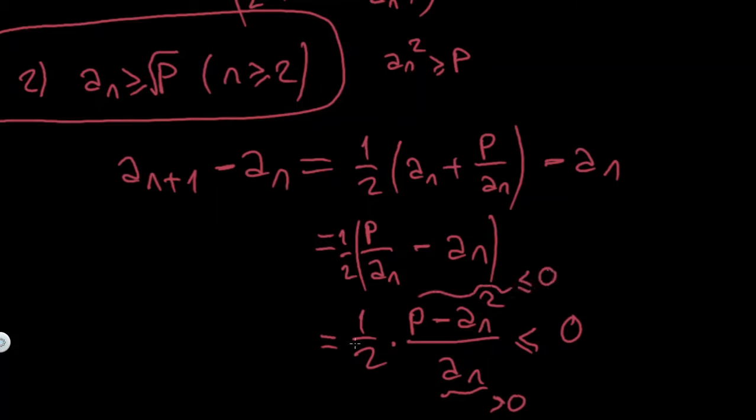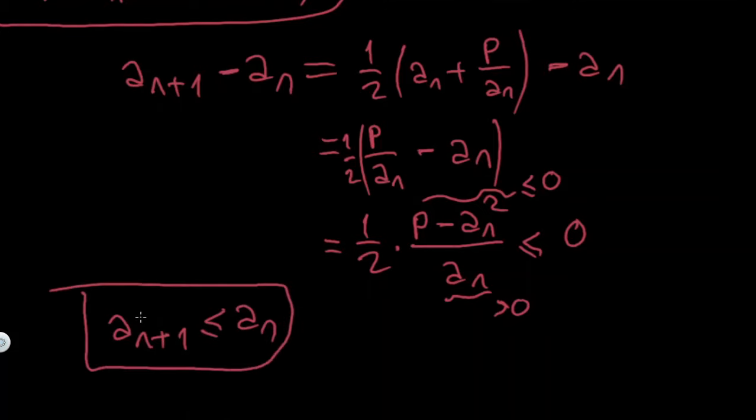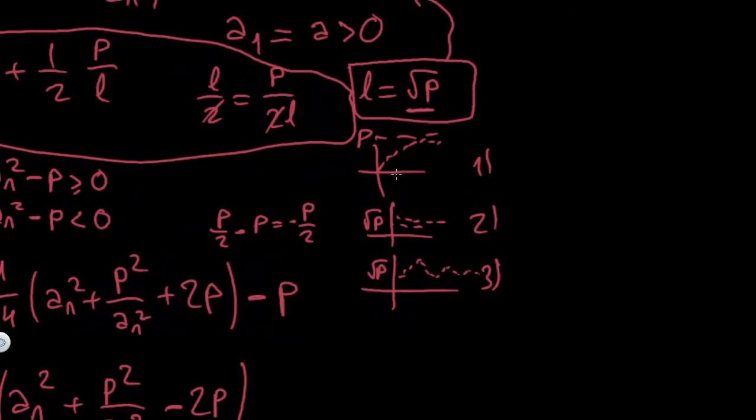So 1 over 2 is just a constant. So I know that an plus 1 minus an is less or equal than 0. This means that our sequence is actually decreasing. So this is our second result. So let's again go back here. So I found that it's decreasing.